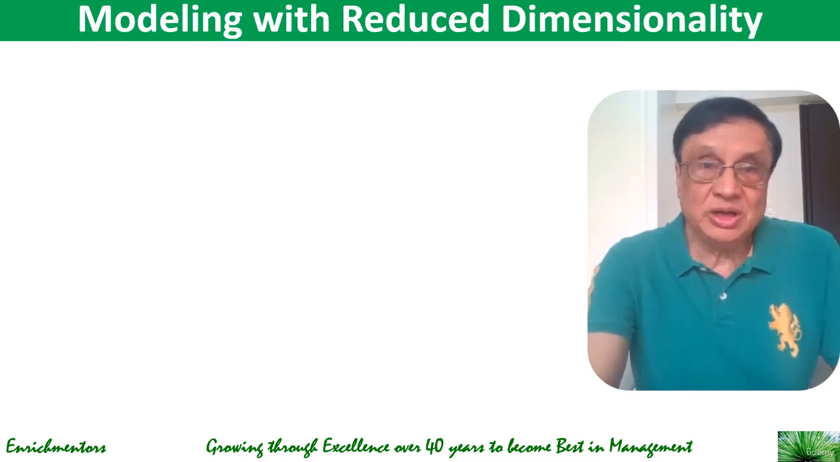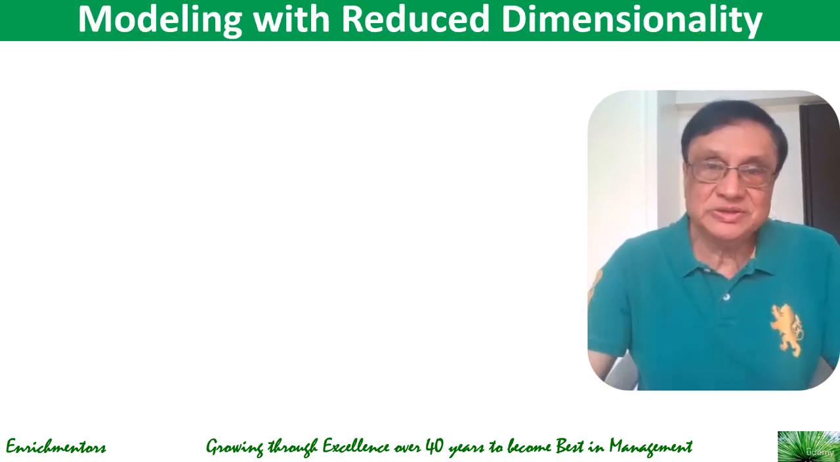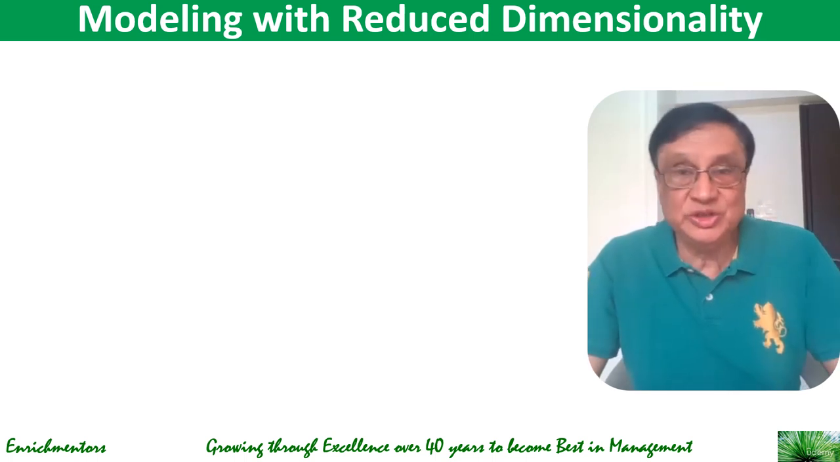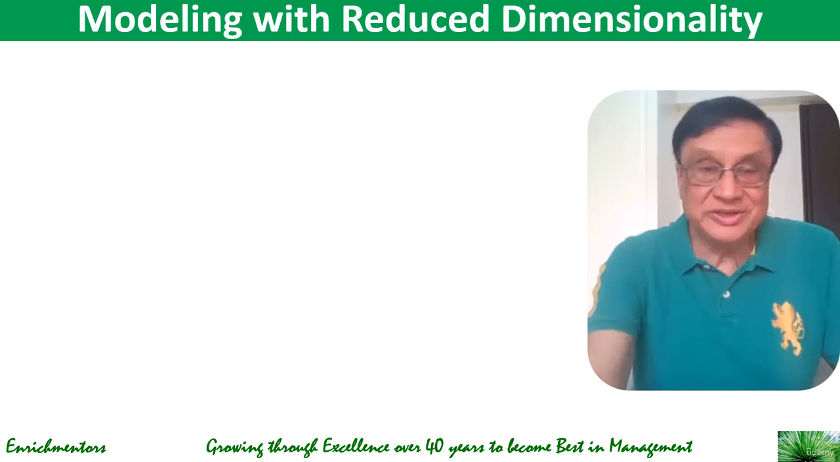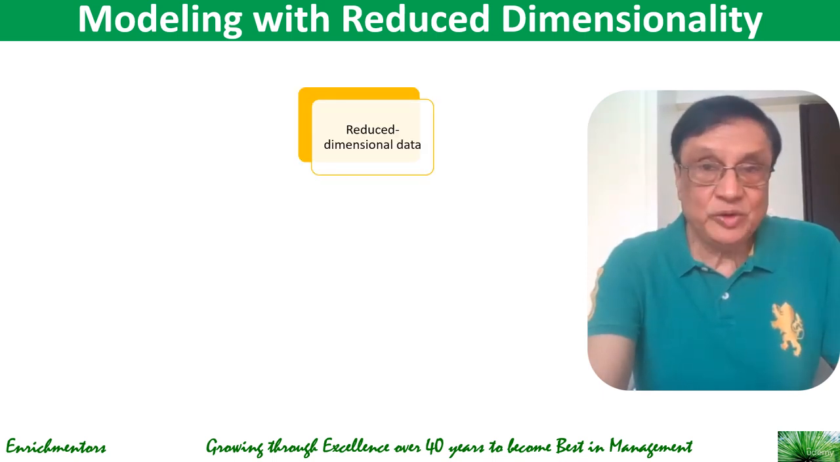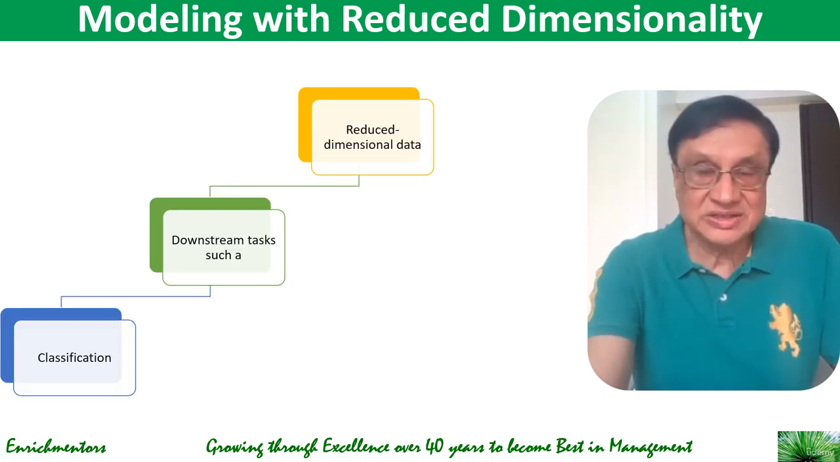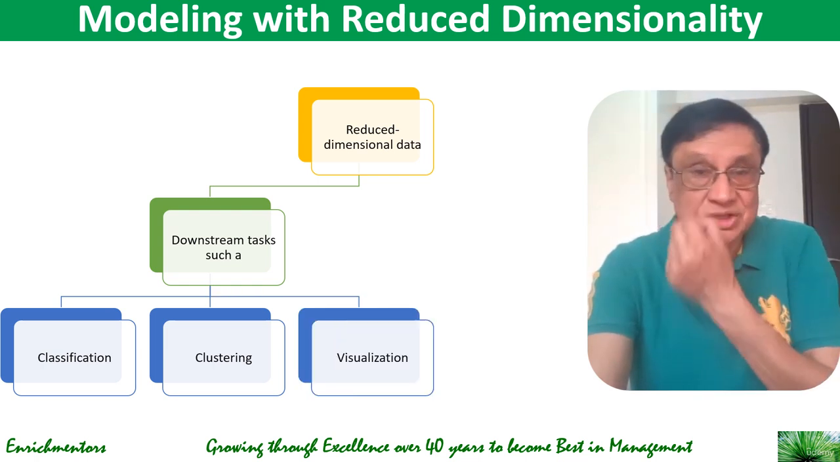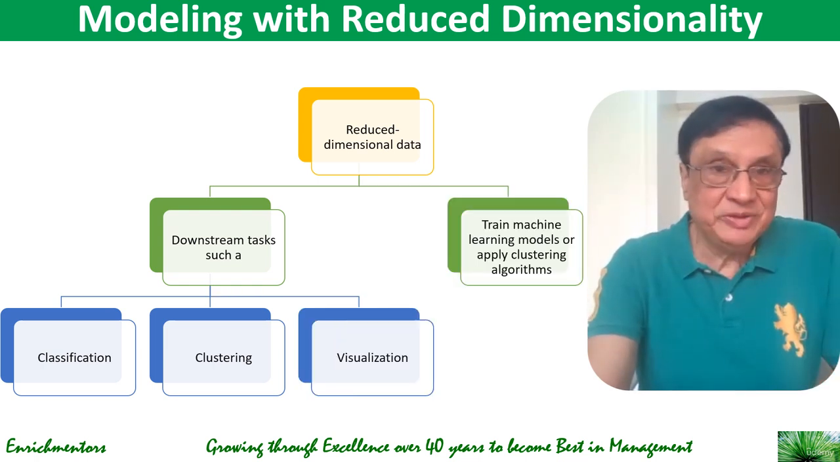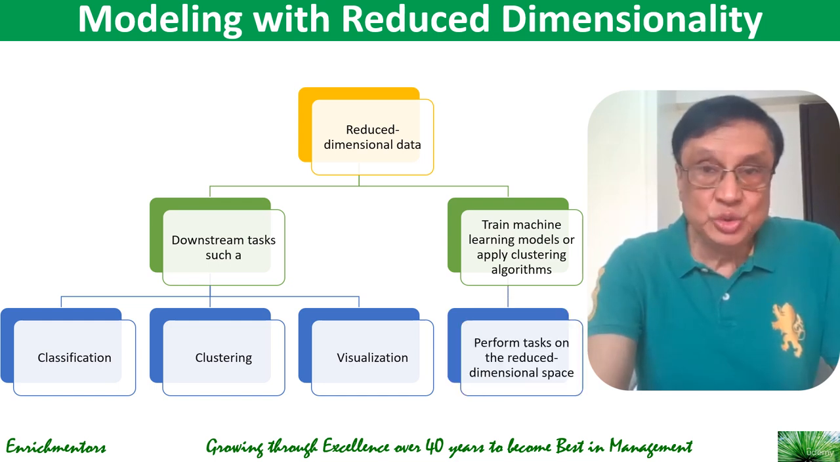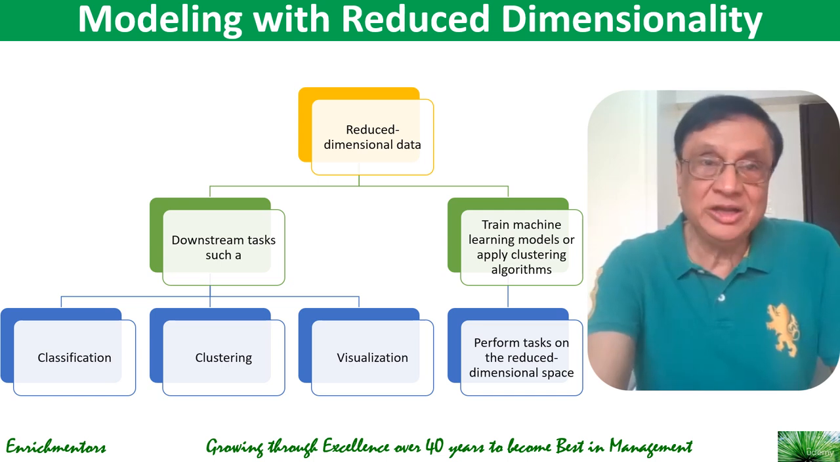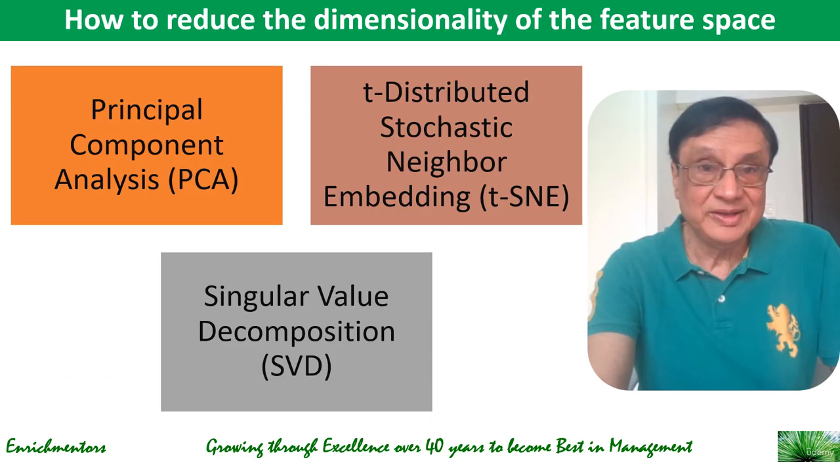Then you need to model the program, because the ultimate purpose of reduced dimensionality is to see whether you have an optimal model, right? So then you use the reduced dimensional data for downstream tasks such as classification, clustering, or visualization, and you train machine learning models or apply clustering algorithms using the transformed data to perform tasks on the reduced dimensional space. So the final proof of the pudding is whether your model is working as well as needed.